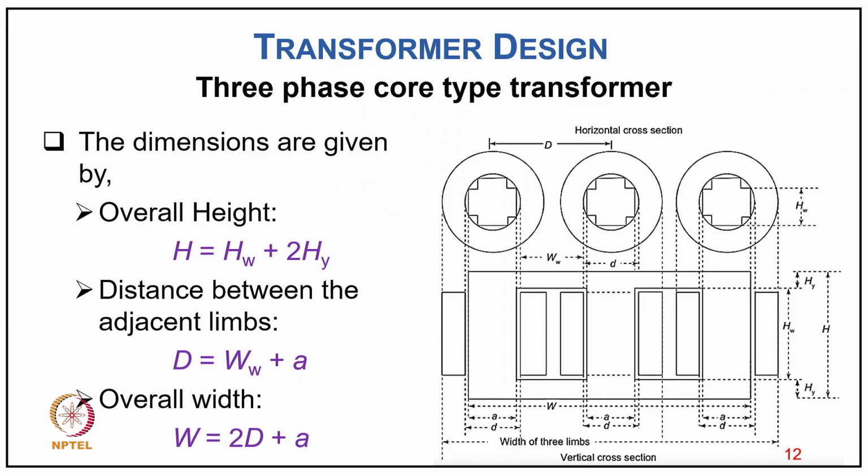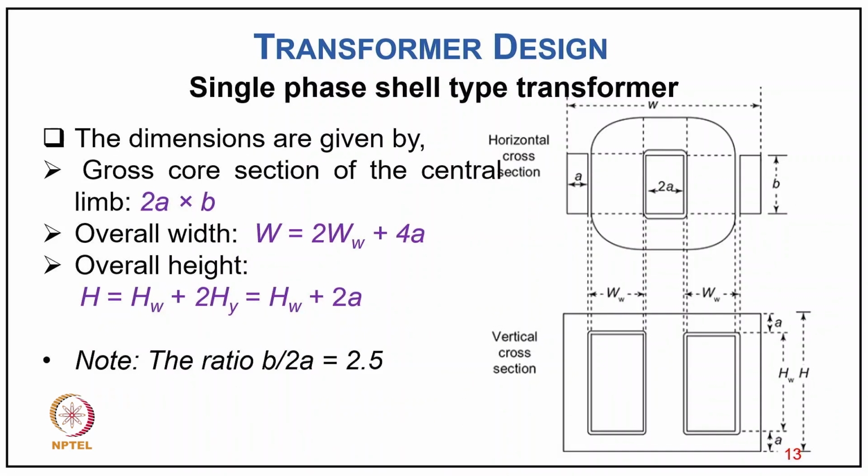Now in the case of the three-phase transformer, the overall dimensions will be as follows. The overall height will be H equal to Hw plus 2hy, similar to the single phase transformer, and the distance between the adjacent limbs will be D equal to Ww plus A, and the overall width will be W equal to 2D plus A.